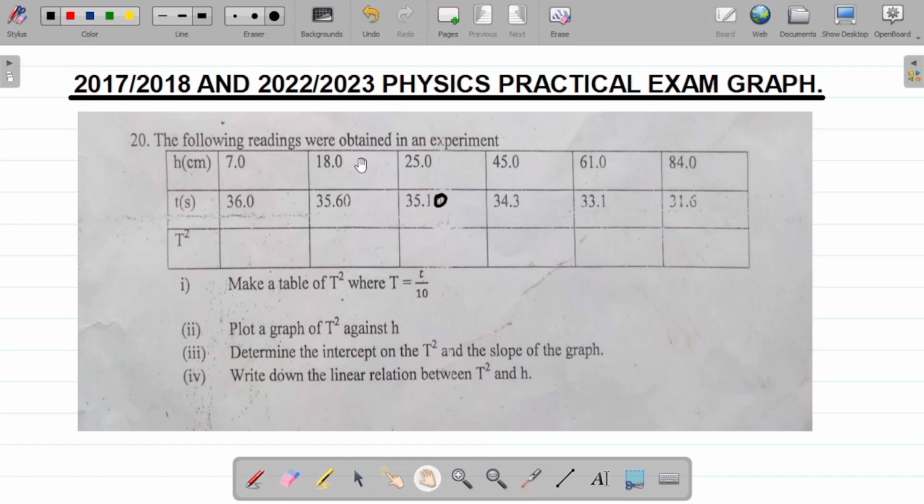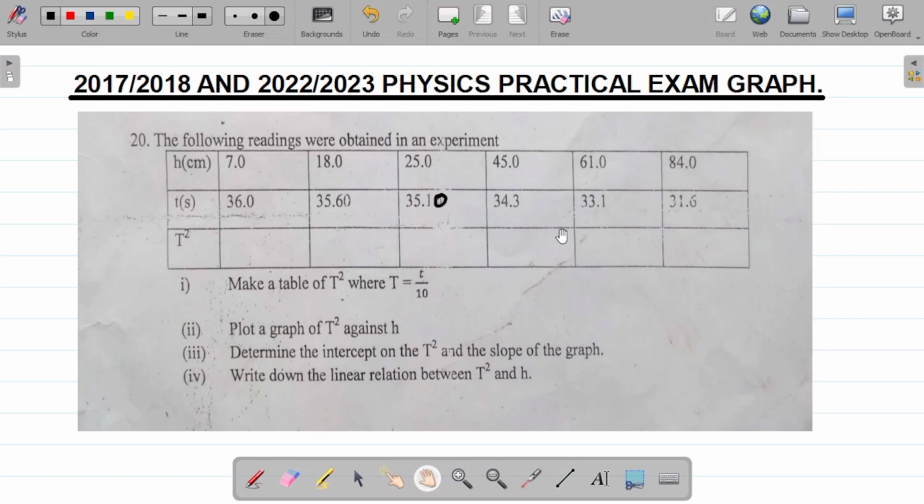Now the question says, the following readings were obtained in an experiment. You have this table here. They said make a table of T squared, where T is equal to t over 10. II says plot a graph of T squared against h. III says determine the intercept on the T squared axis and the slope of the graph. Then IV says write down the linear relation between T squared and h. All right, so let's get this done.